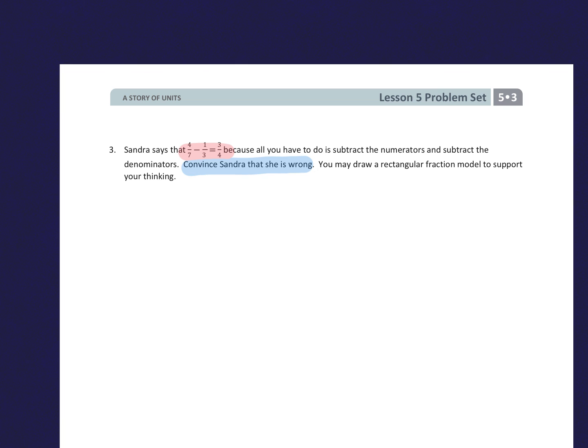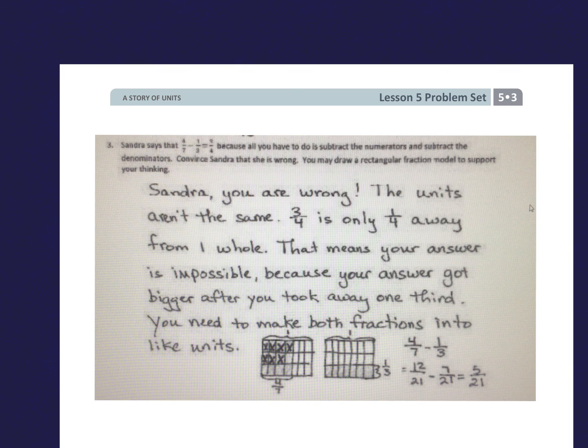You need to solve it and figure out where it was that she went wrong. Okay, go ahead and pause this video and see what you come up with, and we'll have the answers come up in 3, 2, 1. So here's a really good example of an answer. You could word this a couple different ways. The key thing is having this down here. So it says, Sandra, you are wrong! The units aren't the same. 3/4 is only 1/4 away from 1 whole. That means your answer is impossible because your answer got bigger after you took away 1/3.